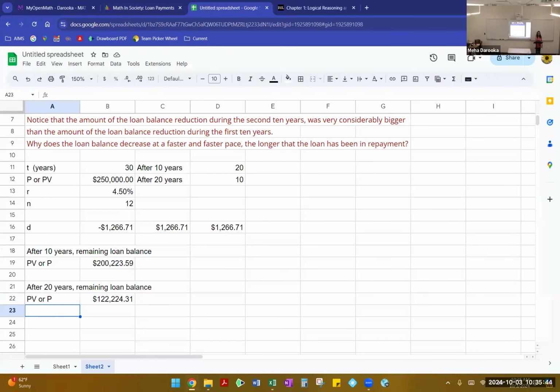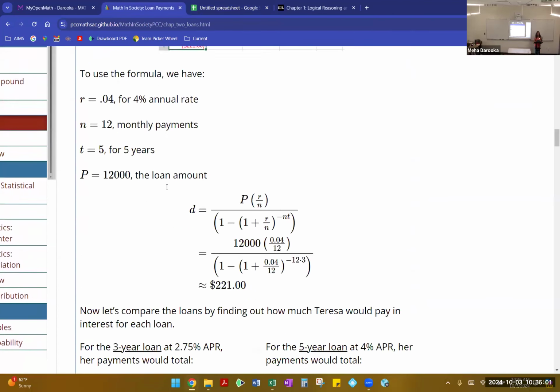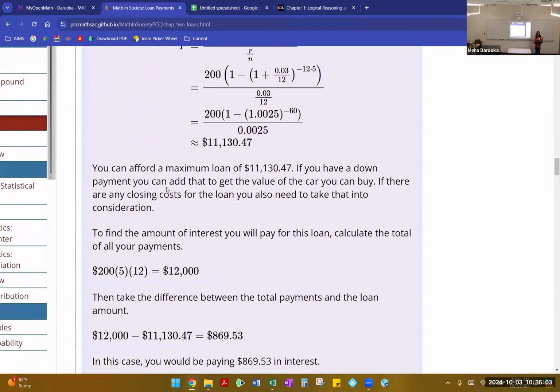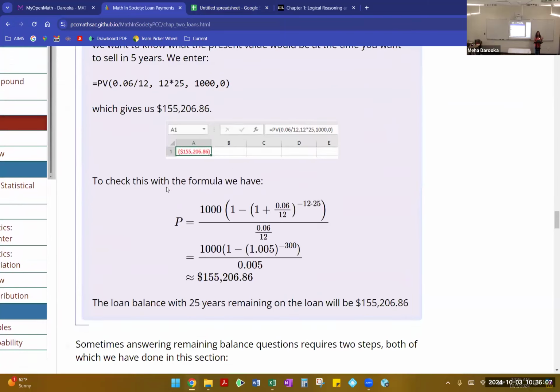There we go. So questions on this example over here, guys? Anybody on Zoom have a question on this? No? Doing okay so far? Yeah? Alrighty. Okay, so that was calculating how much loan you have left over, what your balance will be as time goes by.